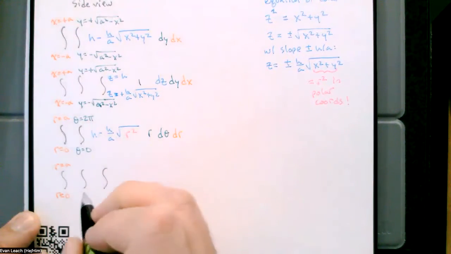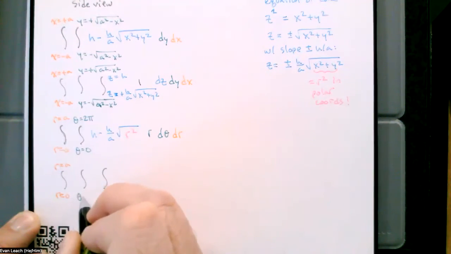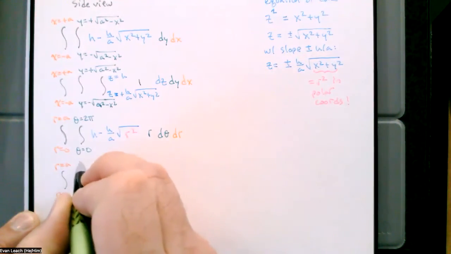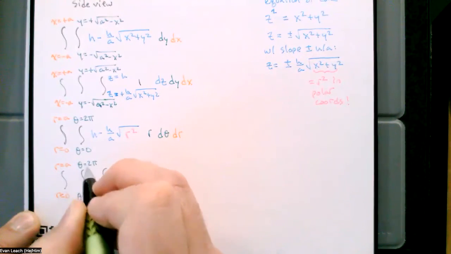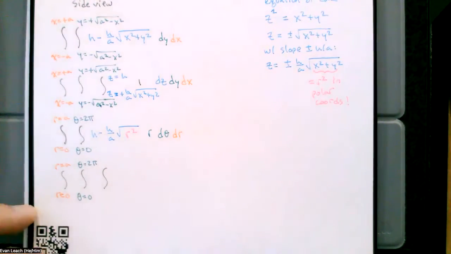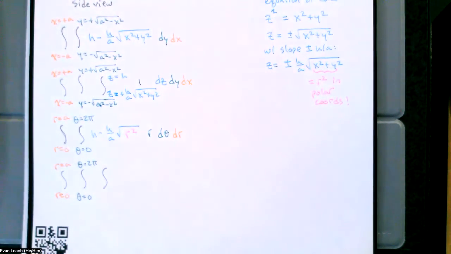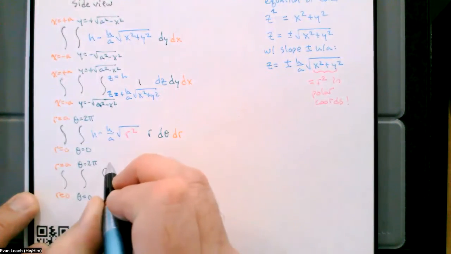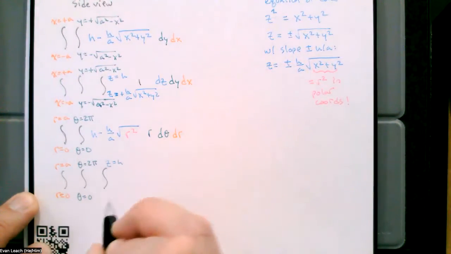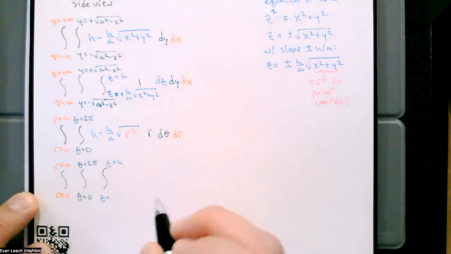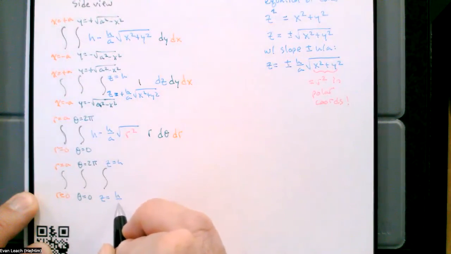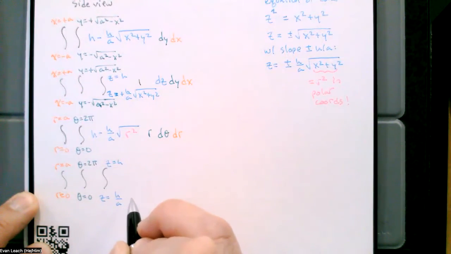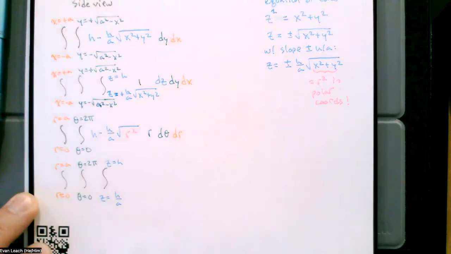R will go from 0 to a, theta will go from 0 to 2 pi. And I can use the same z, but translate it into polar coordinates. At the top, z is equal to h, and at the bottom, z is equal to h over a times the square root of r squared, which we'll just simplify to r.